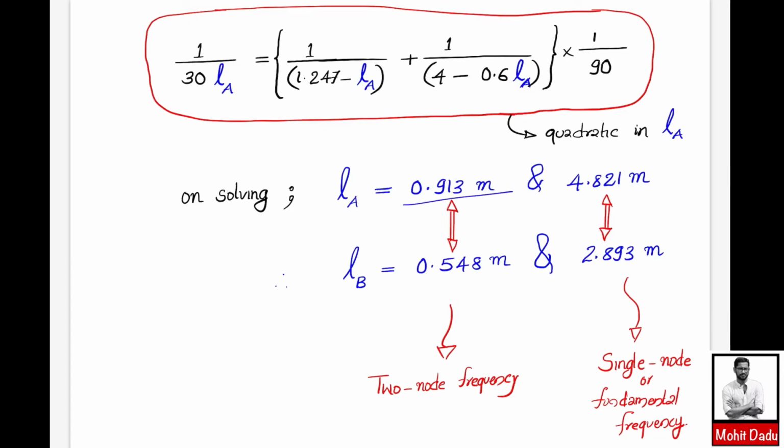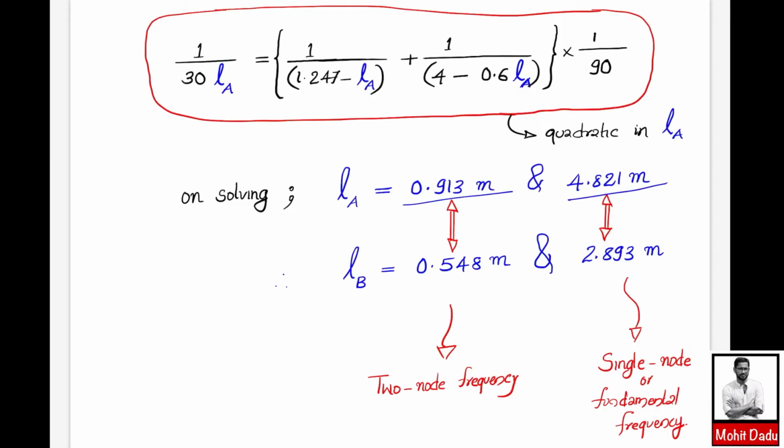Then here the values obtained are 0.913 meter and 4.821 meter. So corresponding to these individual values, you can find the LB value also, because LB is equal to 0.6 into LA. So for 0.913, you will be getting LB as 0.548 meter. And for the other value, it is 2.893.